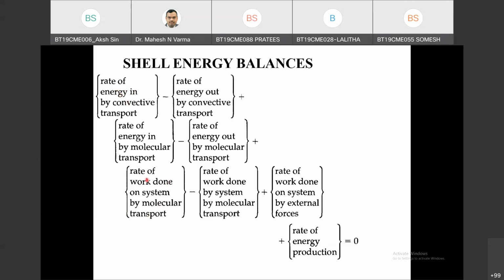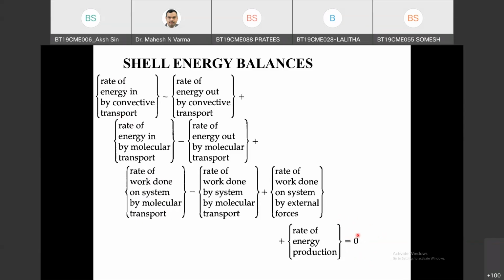So this convection will always be associated with this, and this will be conduction. So this will be rate of energy coming in by convection, out by convection, in by conduction, out by conduction. Whatever work is done because of molecular motion, that will be on the system by the system, and this will be external agency, and this will be energy production, that equals zero. And this zero is true for steady state. If I have unsteady state, then there will be accumulation of energy. At steady state there will not be any accumulation. The accumulation term will be zero at steady state, hence it equals zero.